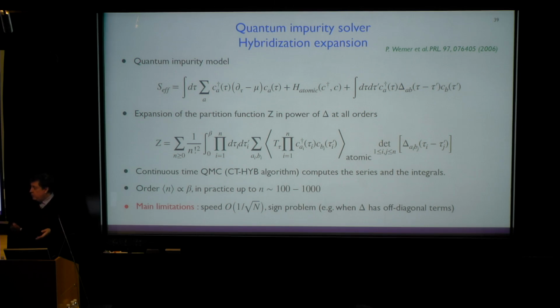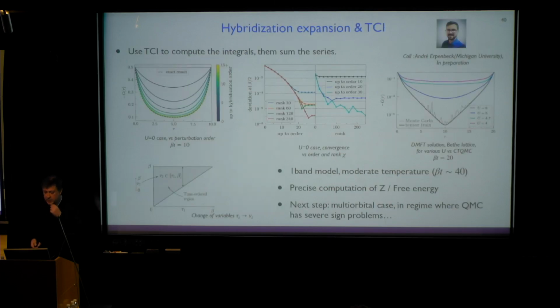There are many problems we would like to solve where this has a terrible sign problem, especially when this Delta matrix becomes off-diagonal. And in practical terms, it means when you're trying to study, let's say with DMFT, a material which is distorted, which is less symmetric. And then you can be stuck. So can we replace this integral again by TCI? And the answer is yes, so that's work which is in preparation. It's done with André Erpenbeck from the group of Emanuel Gull at Michigan.